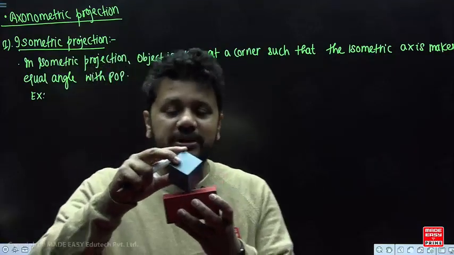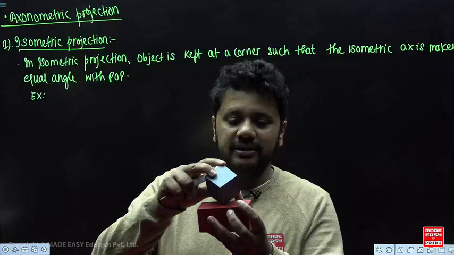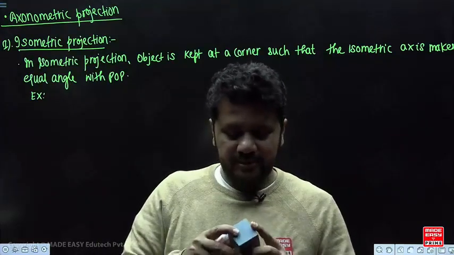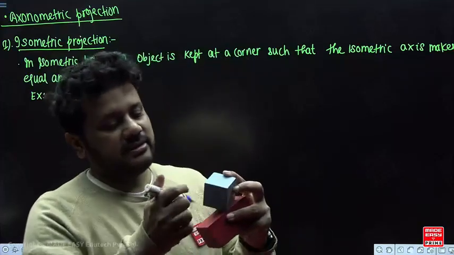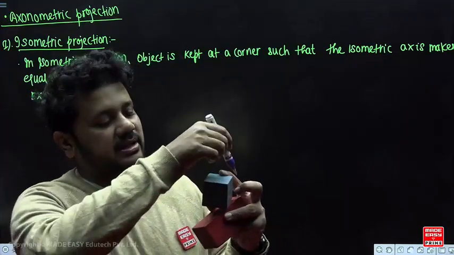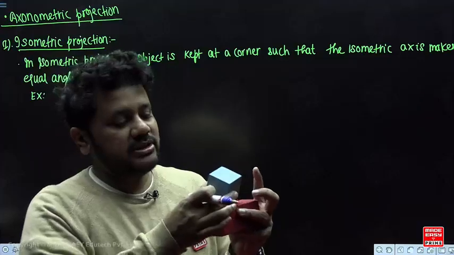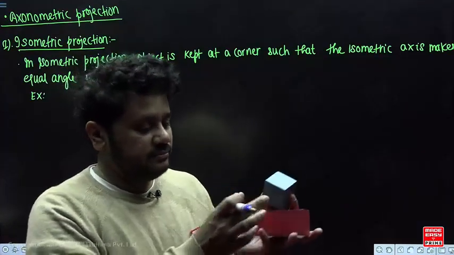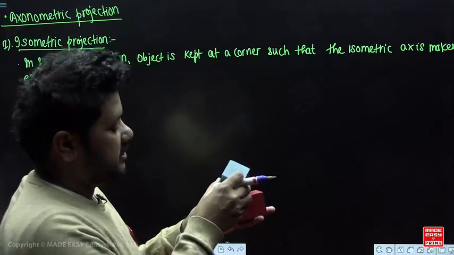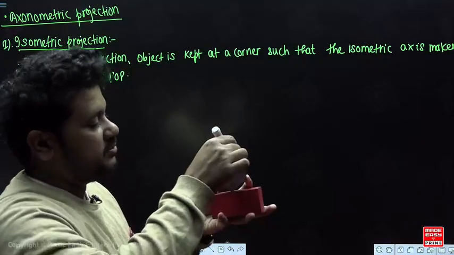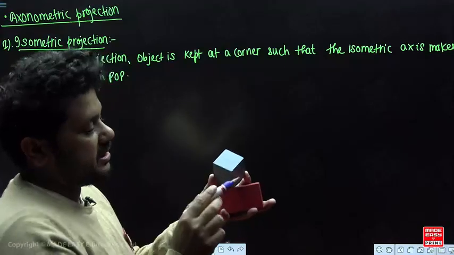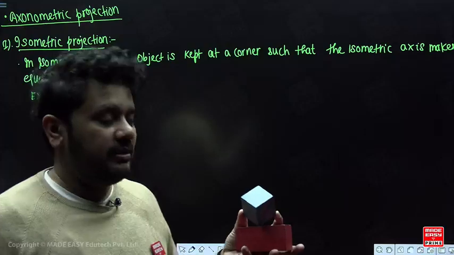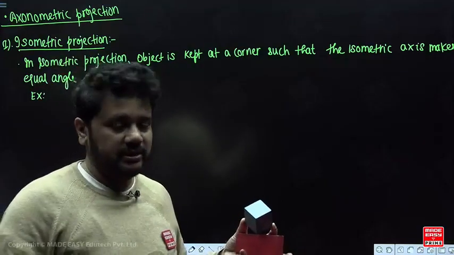Now in isometric, such that, see, when I topple it like this, this is one axis, this is another axis, and this is another axis. So these three axes must make equal angle with the POP, right? So it is something like this, correct? So this is one isometric axis, this is another isometric axis, and this is the third isometric axis. So these three axes must make equal angle with the POP, correct?